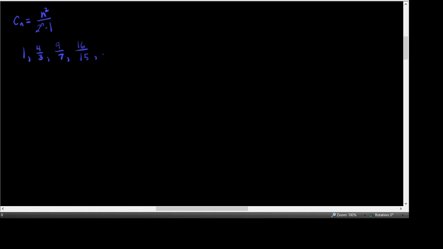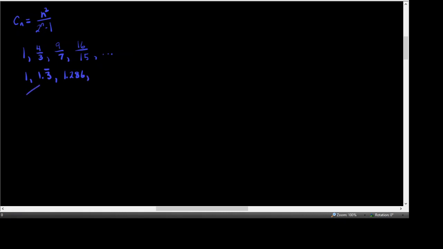Okay, so what I want to do is see if these are actually appearing to be always increasing or always decreasing, or stays the same. So let me get my calculator to compare these numbers. I think it'll be easier with a calculator. So in decimal form, this is 1, 1.3 repeating. 9 divided by 7 is 1.286. Oh, look what happened. I'm not going to go any further.